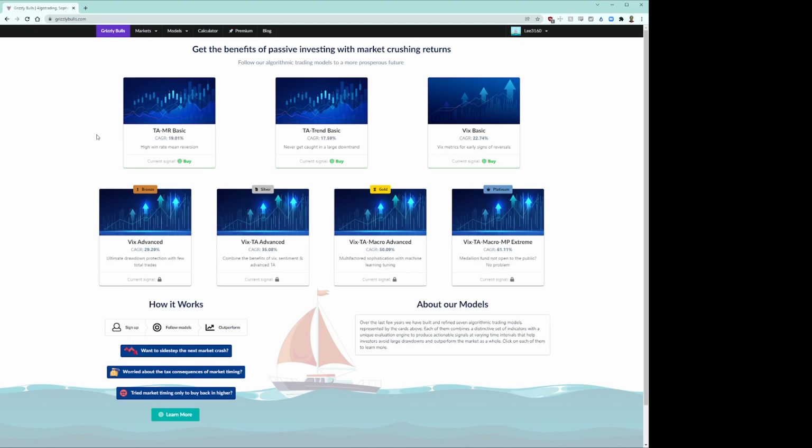And how they help you is we give off signals that they generate. Each of these models takes into account different indicators, and it has an evaluation engine for determining when it should trade. The top 3 are completely free. The bottom are premium, with some affordable pricing for subscriptions to them.